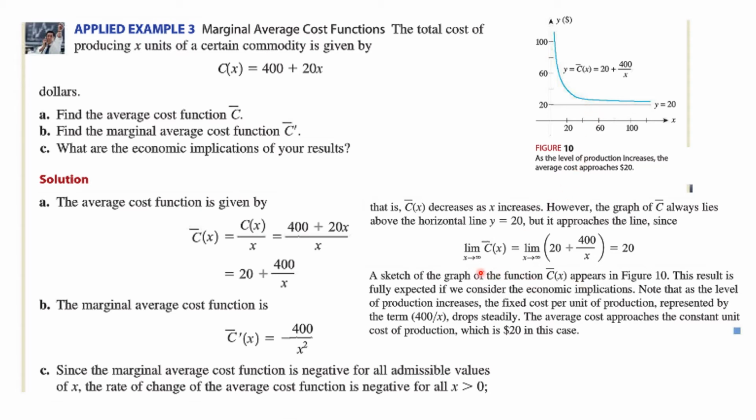And the limit as x tends to infinity of this is equal to 20. That means the more and more you make, you get closer and closer to 20 because your fixed costs get divided out as you make more and more units.